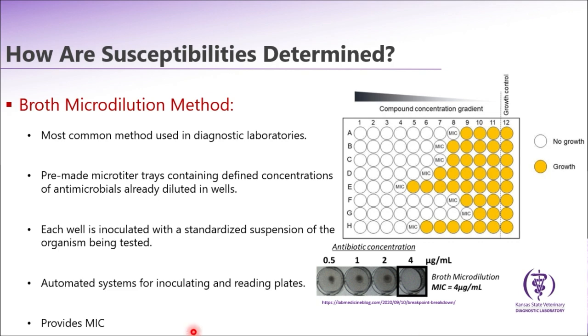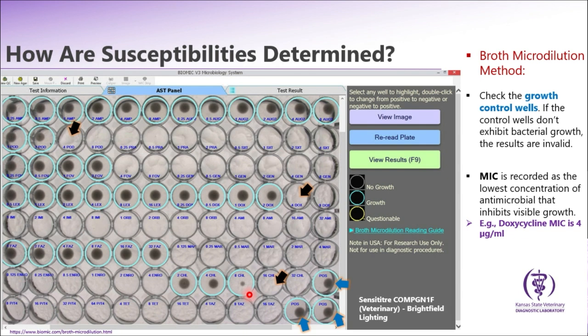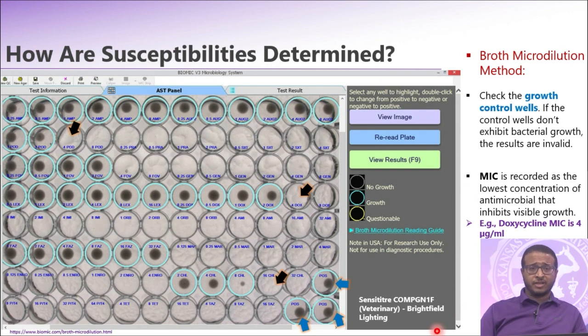And as we just discussed, this provides us with an MIC that we can use very carefully to alter the dose, the concentration, or the frequency of a specific antimicrobial that we need to use for treatment. So how do we read this plate? Like I said, we always look first. This is one of the plates that we use in the lab. It's the companion gram-negative panel for gram-negative bacteria from companion animals.